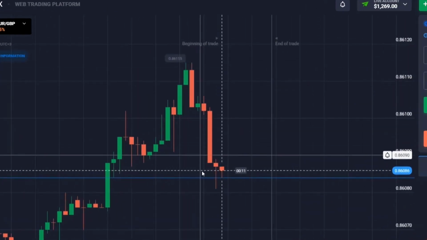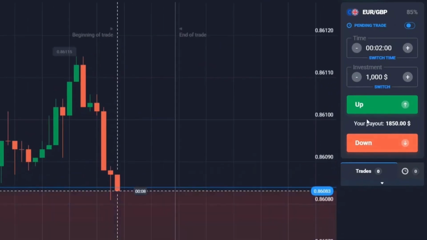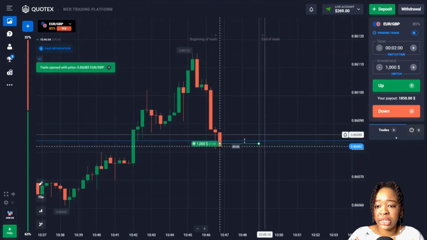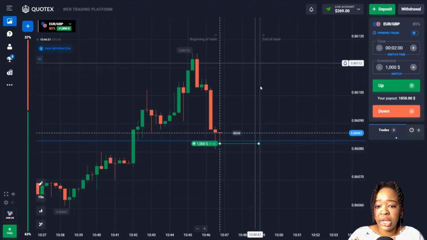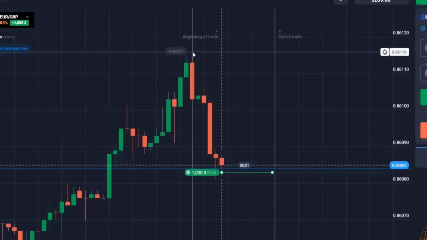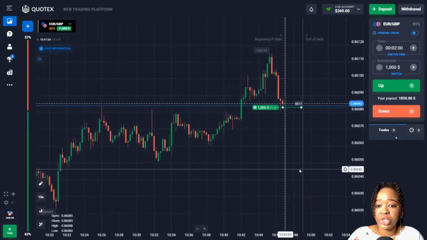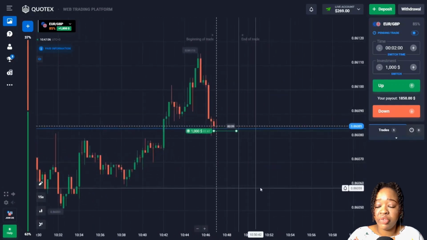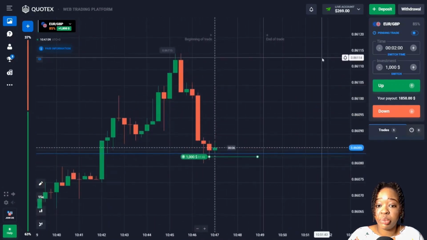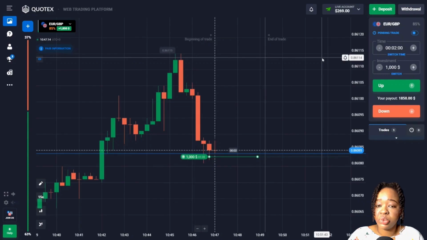The price bounces down. I'm going to open an up trade for 2 minutes because I think that the price will bounce upward and there is a high point. You can see there is room towards this high point. That is the upward trend on the chart. And as you can understand, after the breakthrough of the level, which is the support level, I think that the price will move up from it. So let me wait and see what will happen.